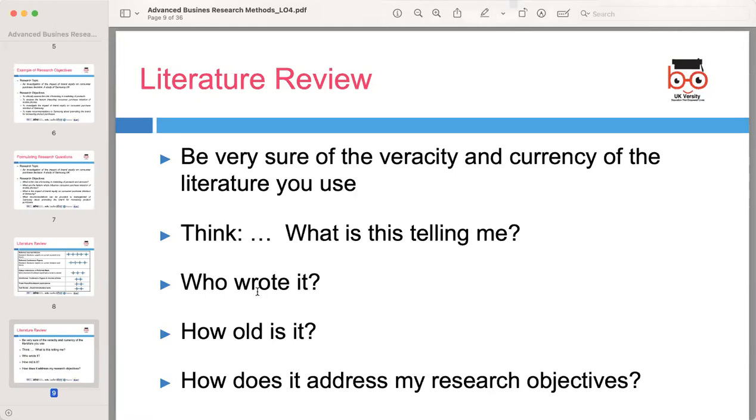Then how old is it? This is the age of the source. Evaluate the publication date of the literature. Depending on your research topic, it is important to strike a balance between using recent sources and including foundational works. Then, how does it address my research objectives? It means that you examine how the literature addresses your research objectives.